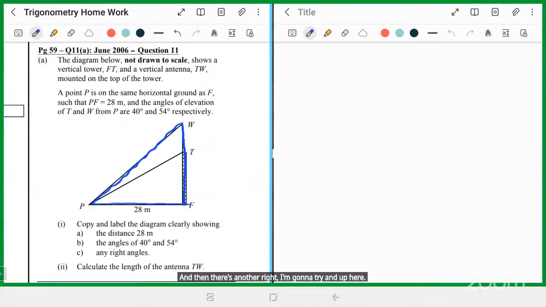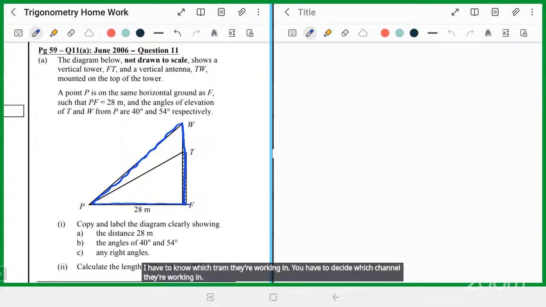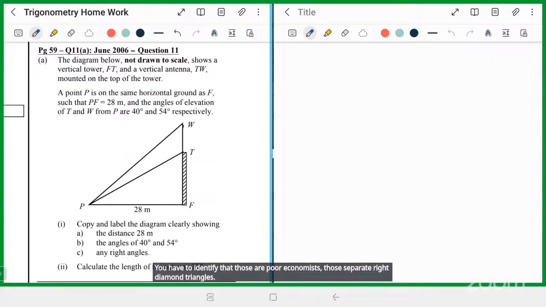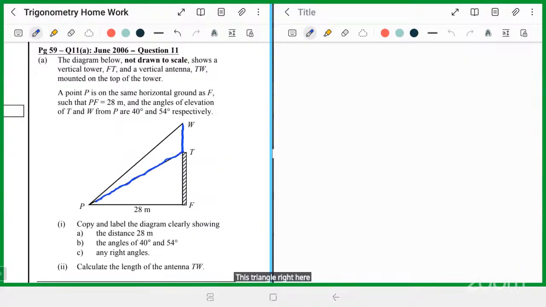And you have to know which triangle you're working in. You have to decide which triangle you're working in for your calculation. They like to do this in questions, alright? So you have to identify that those are two right angle triangles, two separate right angle triangles. This triangle right here is there as well. It's not a right angle triangle, this one.